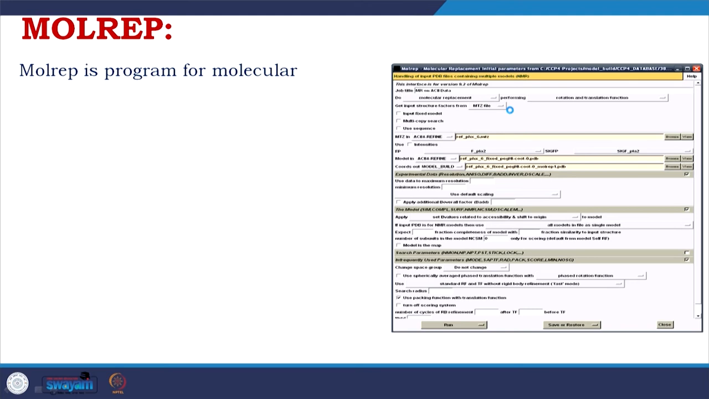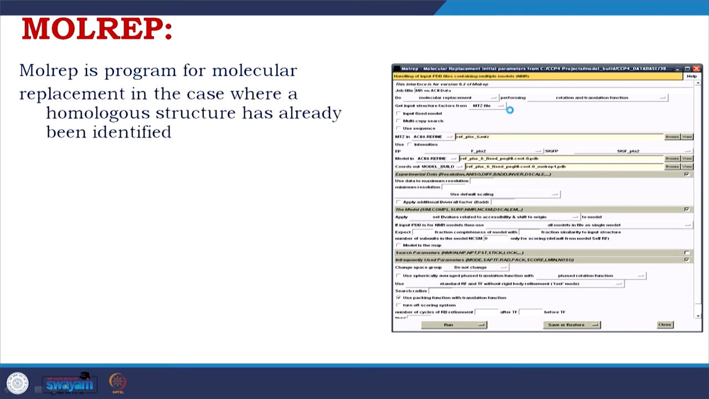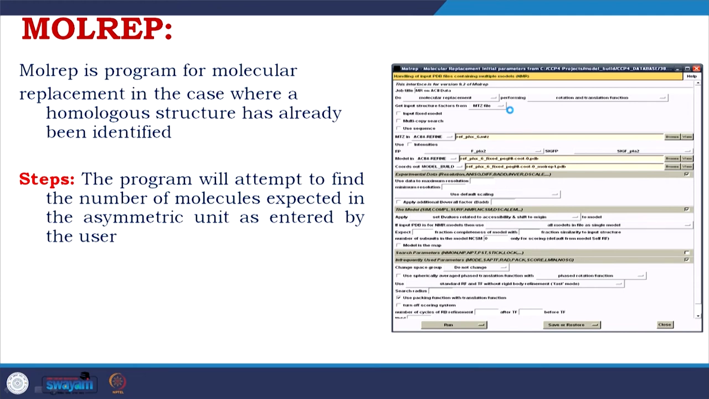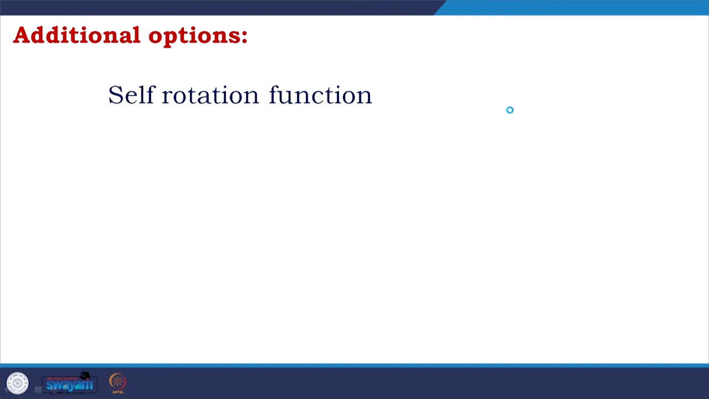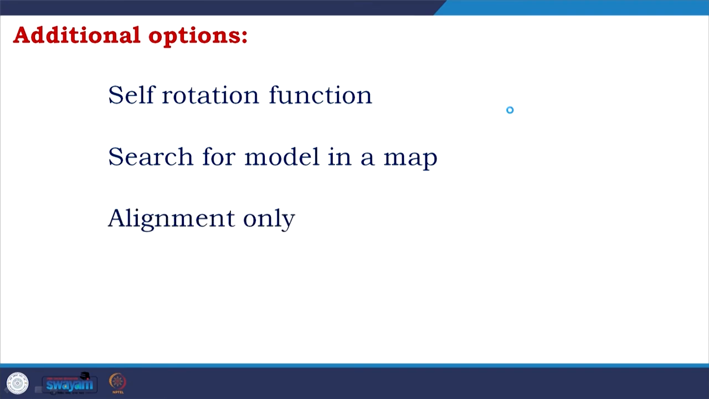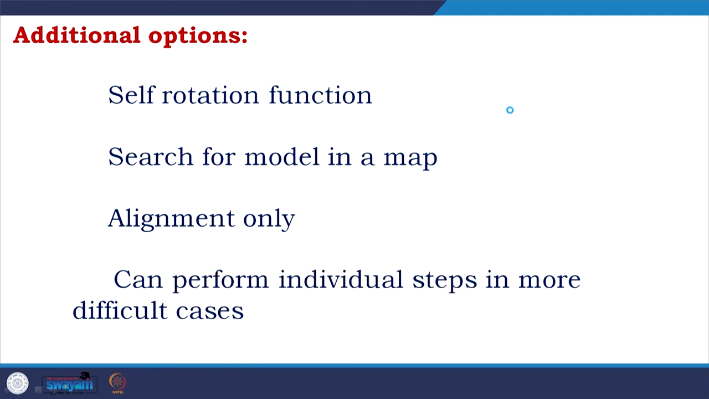MolRep, which we are going to talk about, is a program for molecular replacement in the case where a homologous structure has already been identified. The program will attempt to find the number of molecules expected in the asymmetric unit as entered by the user. So, you could enter it there, or you could have done the calculation yourself using Matthews coefficient. A PDB file for the best solution is the output. Additional options are there, which are self rotation function. So, you go for a solution, but there could be a self rotation function. Search for model in a map, alignment; it also can perform individual steps in more difficult cases.